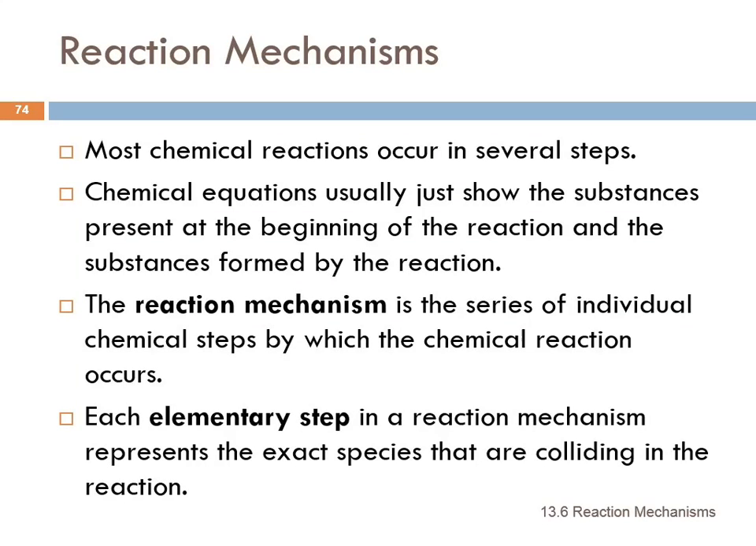Reaction mechanisms. Well, that harpoon mechanism that I just mentioned is an example of a reaction mechanism. Most chemical reactions occur in several steps. It's not just a one-step thing. When we look at a chemical equation, we're usually just showing the substances that are present at the beginning and the substances that are formed by the reaction. Those are the things that we can look at. There's actually often many steps in between them, and those are harder to figure out. But the reaction mechanism is the series of individual reactions that occur in that overall reaction.